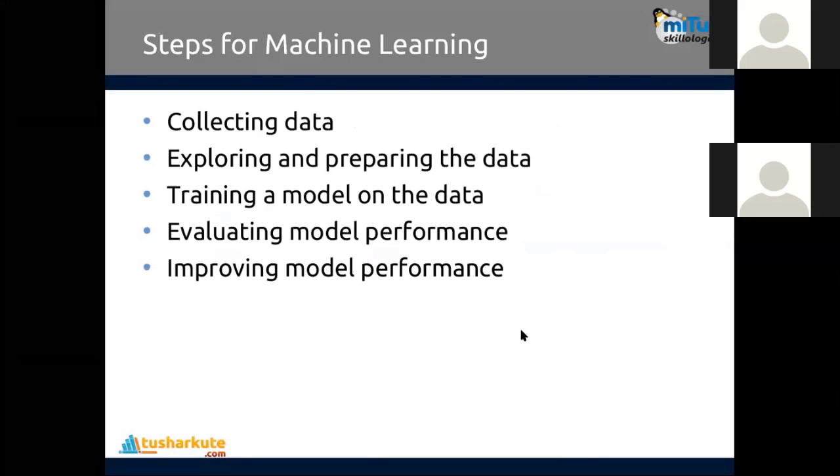Okay. So there are 5 steps in machine learning too. You collect the data, you explore and prepare the data, then you train the model on the data. Then you evaluate its performance, meaning whether it is working perfectly or not and how much accuracy it has. And likewise, we can apply some methods to improve the model performance.